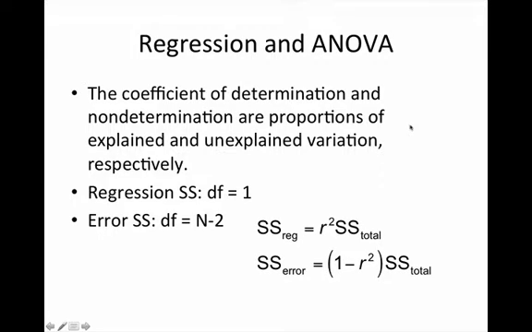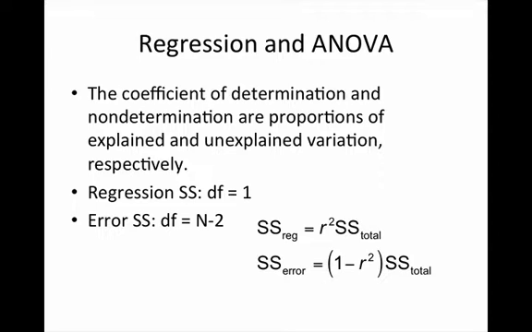All right, we just covered the relationship between regression and correlation, and now we need to focus on the connection between regression and analysis of variance. The coefficient of determination and non-determination that we just discussed are proportions of explained and unexplained variation, respectively. And so this puts us squarely in the language of analysis of variance when we're talking about sums of squares. And the sums of squares requirement applies to analysis of variance as well.